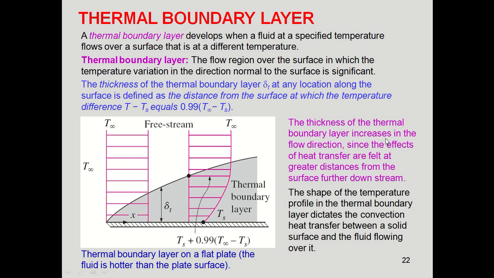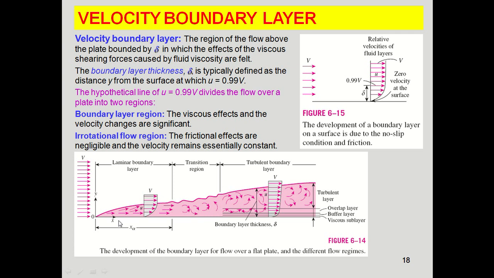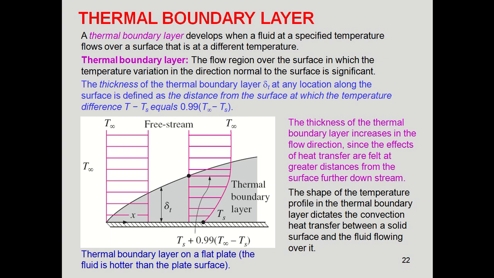The thickness of the thermal boundary layer increases in the flow direction, since the effects of the heat transfer are felt at a greater distance from the surface further downstream. So if you consider the velocity boundary layer again, at the leading edge there will first be the laminar boundary layer, then the transition region, and then the turbulent boundary layer. And we have already discussed that in turbulent fluid flow, as compared to laminar fluid flow, the heat transfer rate will be high.